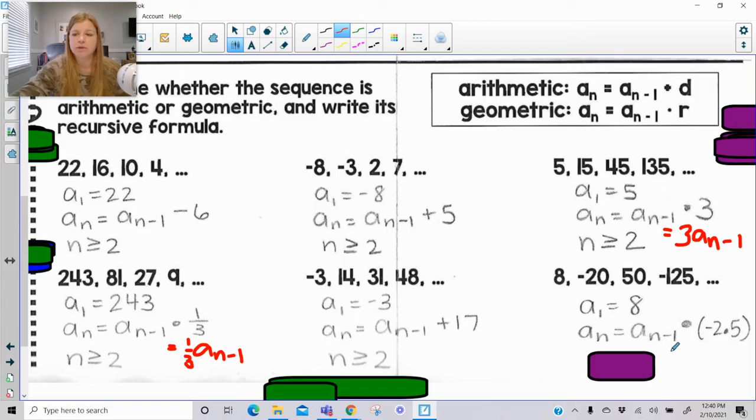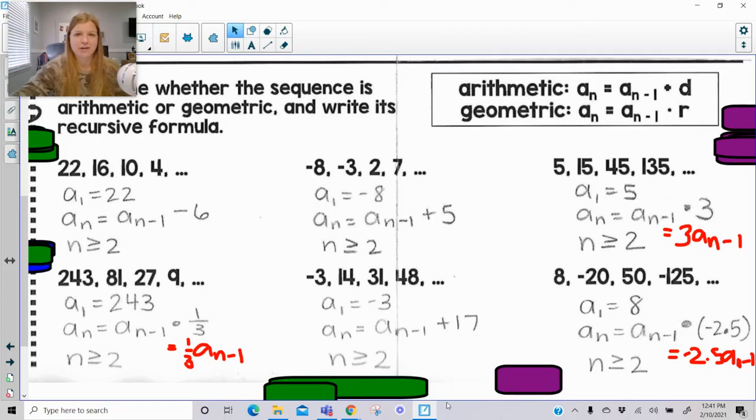And again, I'm just going to rewrite this. You can also write it as -2.5 a sub n minus 1. I'm just sneaking it in. And then it's n is greater than or equal to 2.